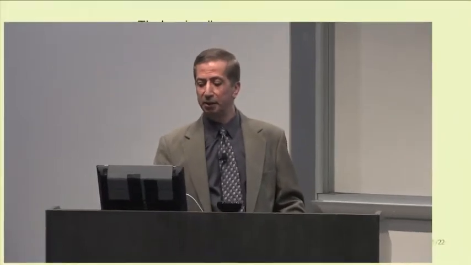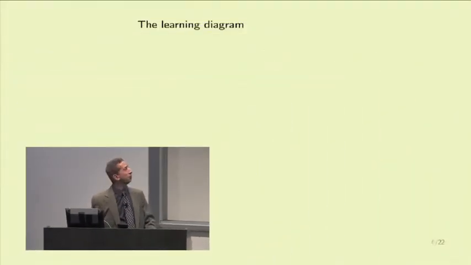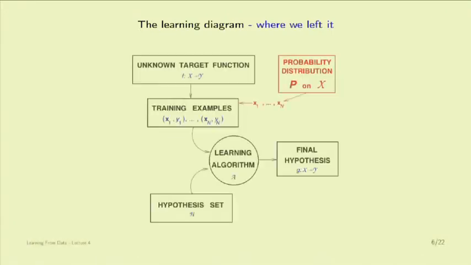Okay. So here is the learning diagram in case you forgot what it was. That's where we left it. Remember, it's a pretty simple diagram, and we built it from scratch. So I need to rebuild it in order for you to realize that I'm not just flashing a jungle on you. It has a sense. This is what we are trying to learn. It's an unknown target function represented to us by training examples. We have a learning algorithm that will take these examples and produce the final hypothesis.